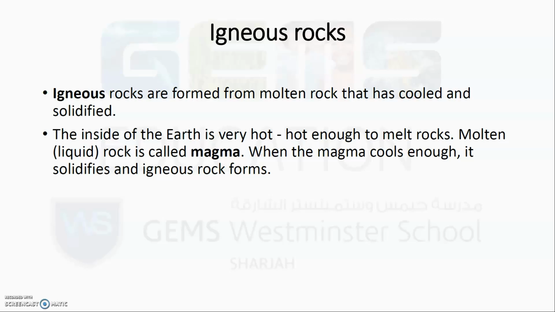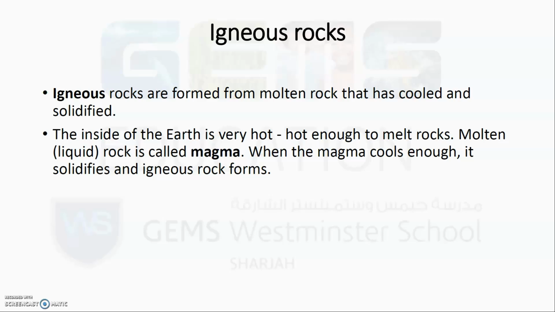The inside of the earth is hot enough to melt rocks. It's around 10,000 degrees Fahrenheit, so hot that it can melt any type of rock. Molten rock is called magma. When that magma cools enough, it solidifies and igneous rock forms. So basically, igneous rock is formed from magma and lava.